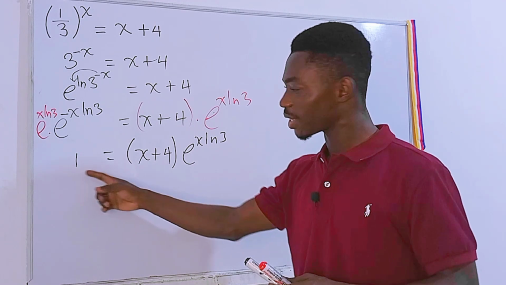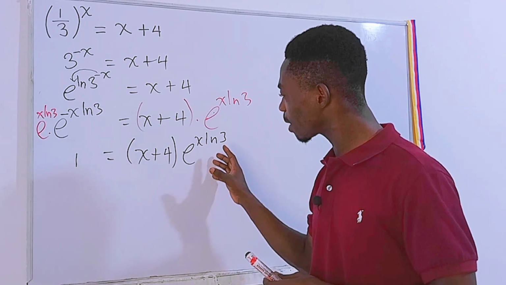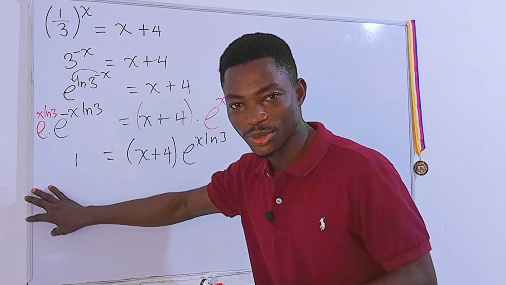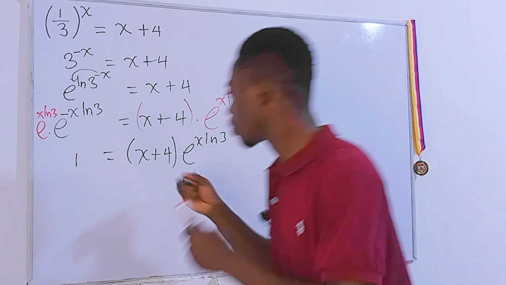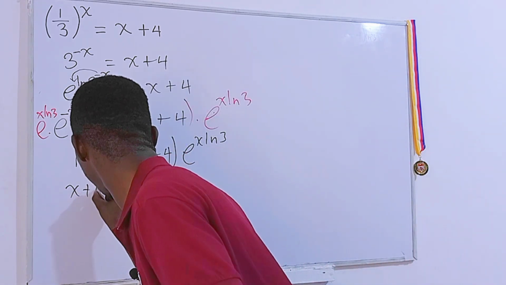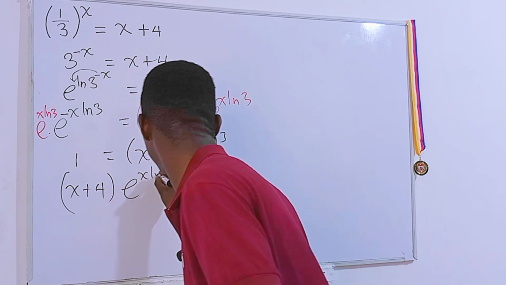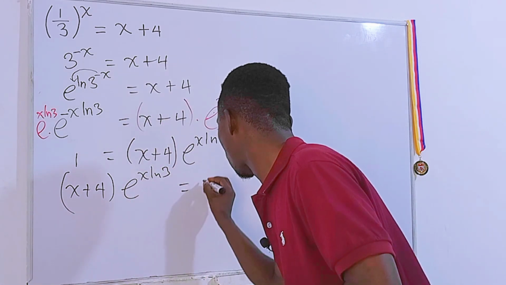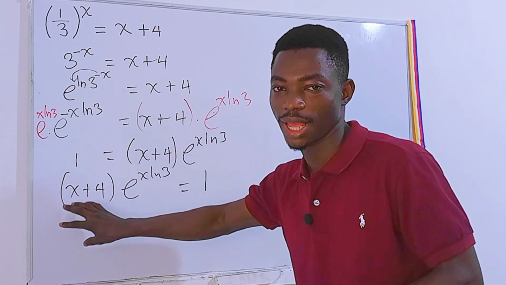And currently, this is the equation that we have. But if I'm working problems like this, I always like to move the one that I'll be manipulating to the left and then the one that I'll be maintaining to the right. So I'll write this as x plus 4 times e to the power x ln of 3 is equal to 1. I've done nothing to this. I just brought this one to this side.